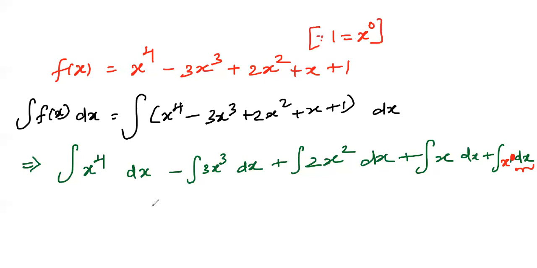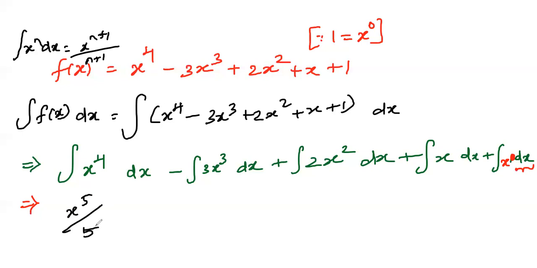So far clear? Yeah. Now you know how to solve this with the help of this formula. Integral of x raised to the power n dx is nothing but x raised to the power n plus 1 whole divided by n plus 1. So x power 4 will become x raised to the power 5 by 5. And you don't have to put plus c each and every time. You can put the plus c at last.